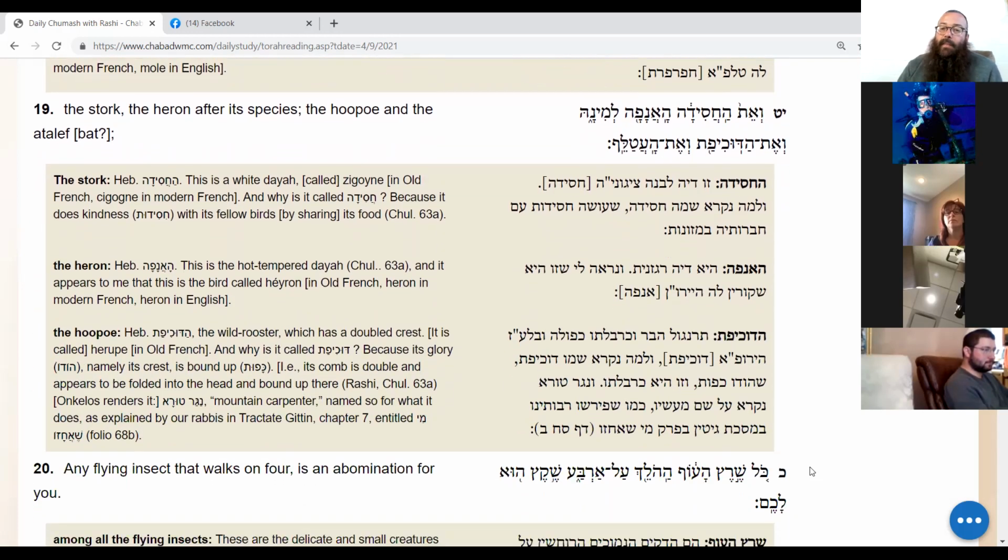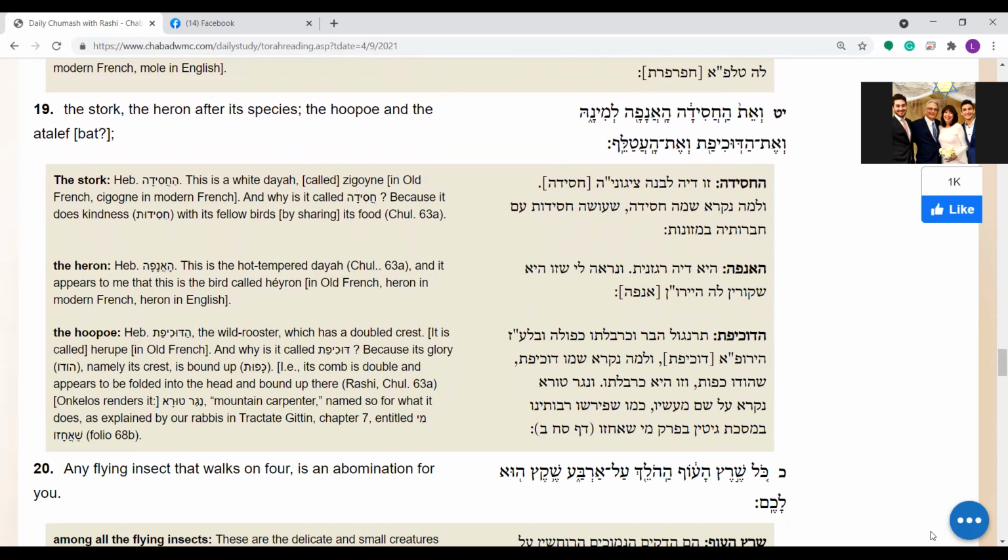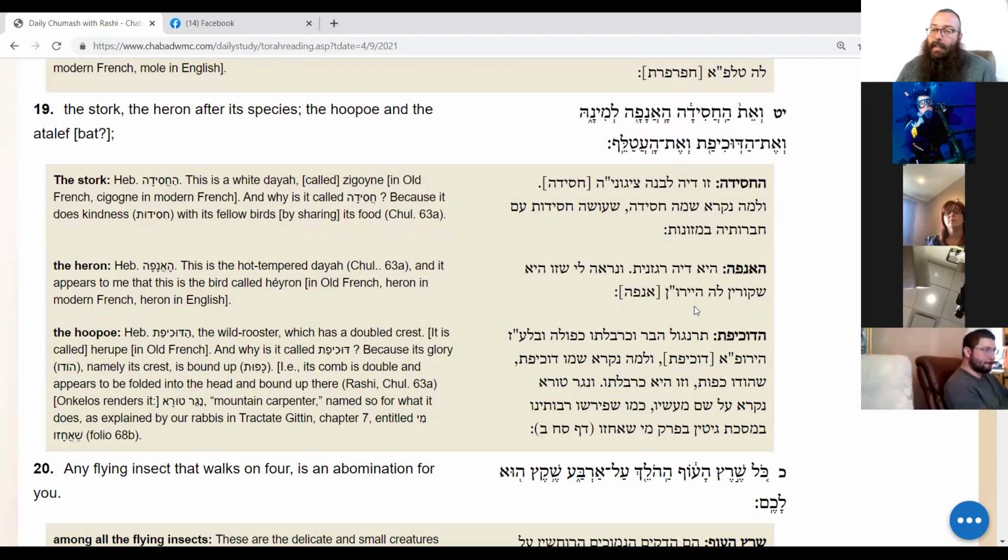Verse 19. Ve'hachasida. Okay, we're doing the last four now, 17, 18, 19, and 20. What's the chasida? Chasida is a stork. Why is it called chasida? It sounds like chasidim, because it's kind. It does kindness. Who does it do kindness with? With its partners, with its friends. The stork will split its food and share it with its friends and companions. And then we have the ha'anafa. That's the heron. Rashi says it's a hot-tempered bird. It's an angry bird. Then we have the mina to its kinds, the satuchfis.